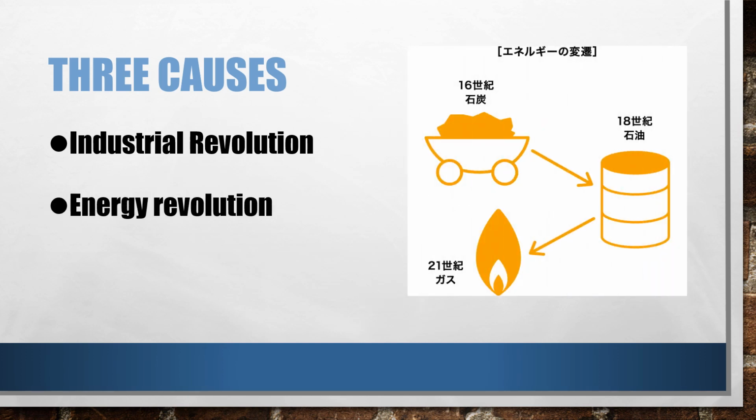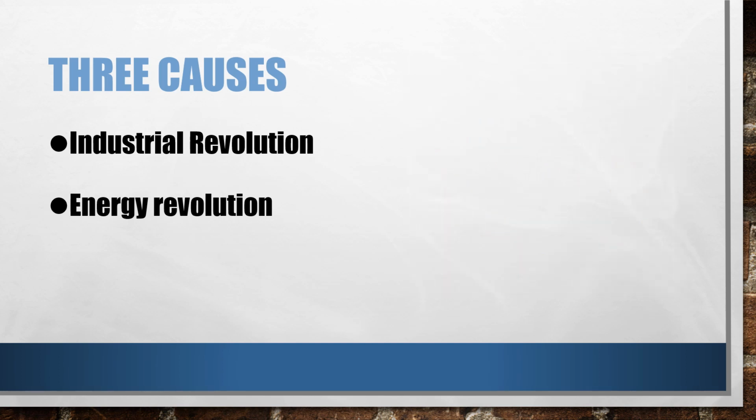The second is the Energy Revolution. The fuel used shifted from coal to petroleum in the Energy Revolution. As a result, a new industry was born, and the world became richer. Therefore, it is thought that it led to population increase.